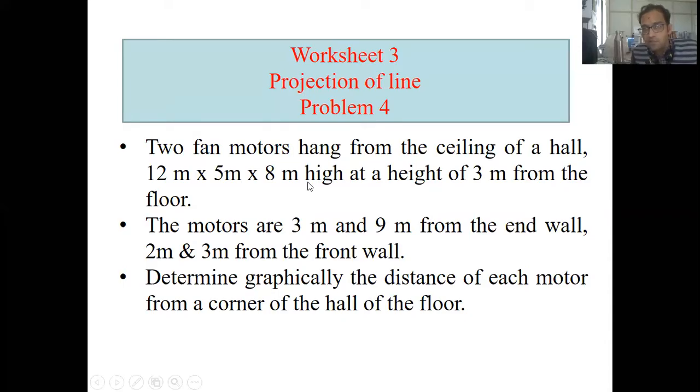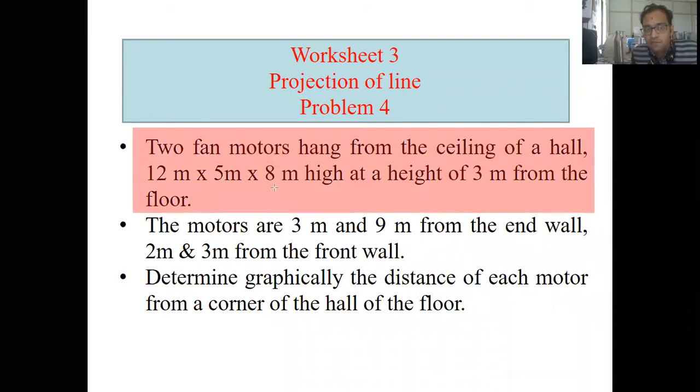Let us now discuss problem number 4, in which the data mentions two fan motors are given. They are hung from the ceiling of a hall, and the hall size is 12 meters by 5 meters by 8 meters with height 3 meters. The other problem statement suggests the motors are 3 meters and 9 meters from the end wall and 2 meters and 3 meters from the front wall. Our task is to identify graphically the distance of each motor from the corner of the wall of the floor.